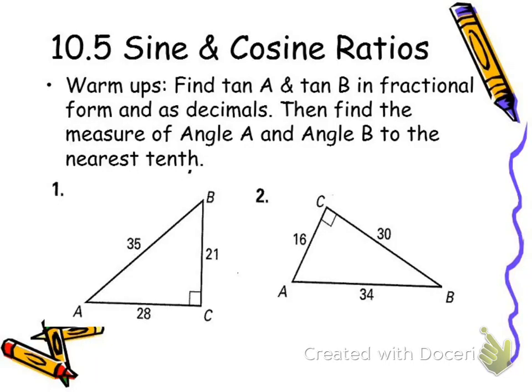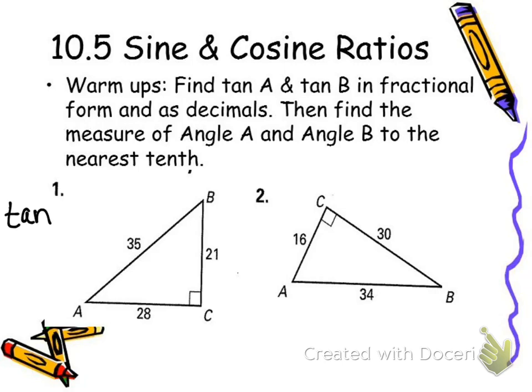Today we'll be starting section 10.5 about sine and cosine, but before we do that, we will review tangent again. Tangent's what we've been working on for a few days now. Tangent deals with which two sides of the triangle? Opposite and adjacent. We do not use which side? Okay, tangent does not use the hypotenuse.